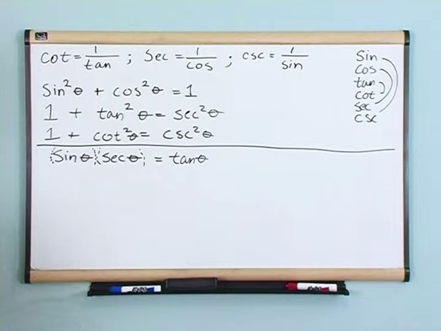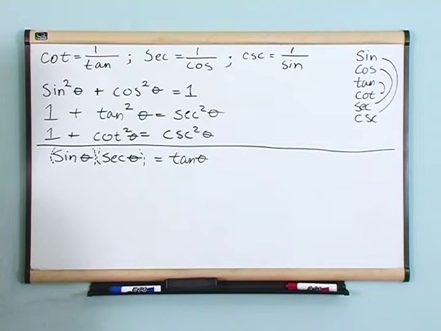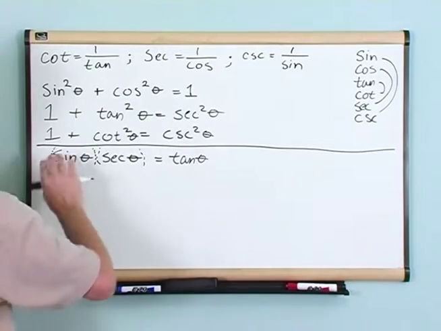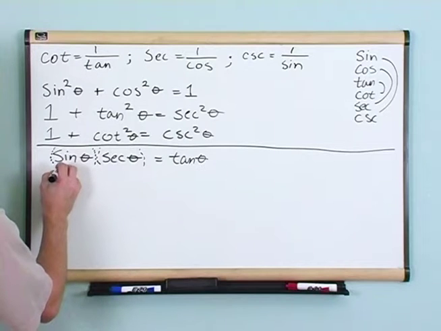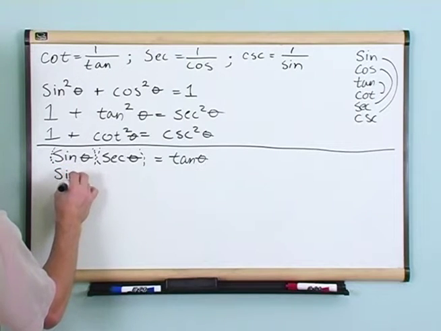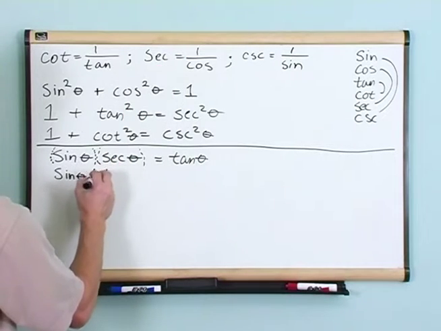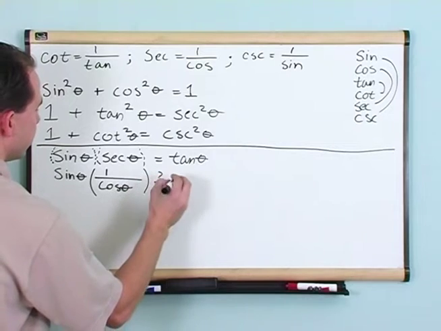Okay? My advice to you is if you don't know how to get started, do something. Pick something and simplify it and see if it helps you get any closer to your answer. So when I look at this, the first thing I notice is I know how to rewrite the secant function. I don't know if it's going to help me finish the problem, but I know how to rewrite it. So let's try to do that. So what I have on the left is sine of theta times secant of theta. Secant of theta is 1 over cosine theta. And I'm asking myself, is this equal to tangent of theta?